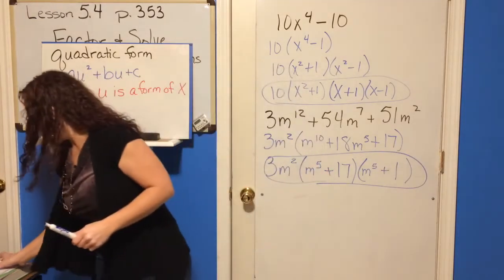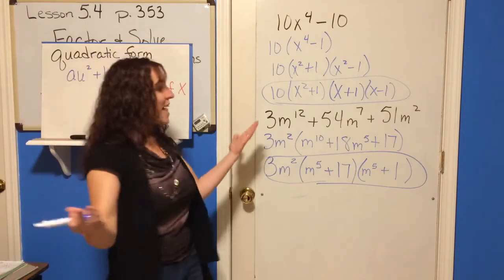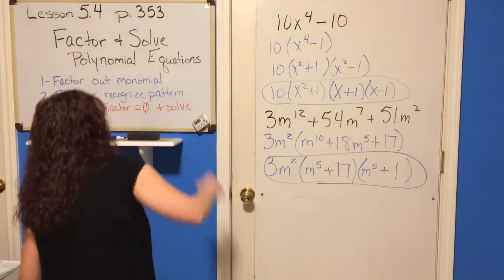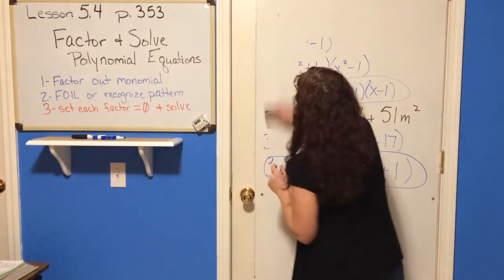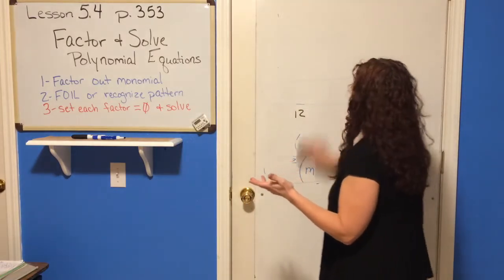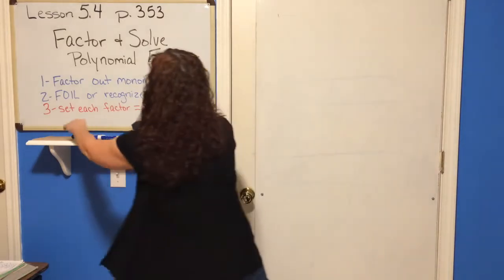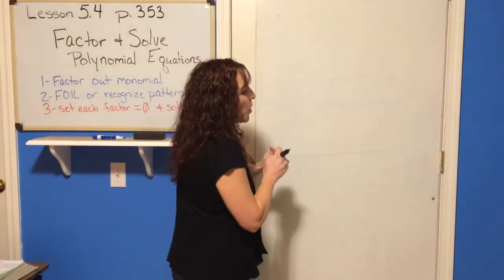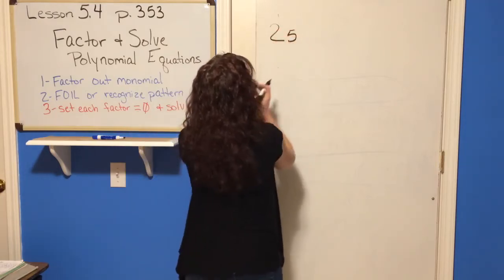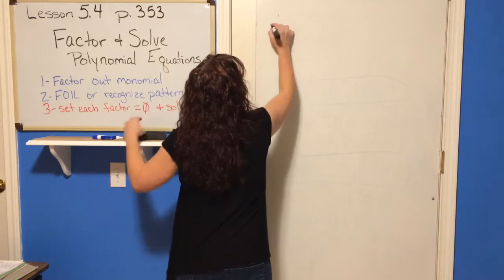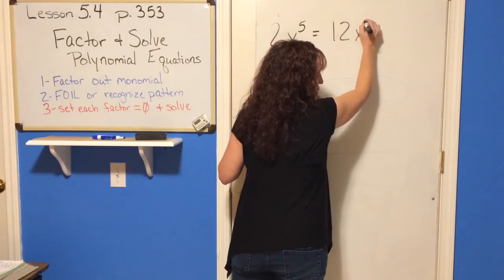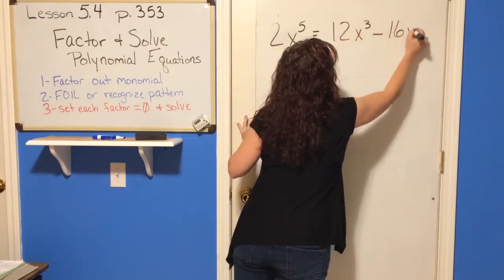All right. So the last thing we have to do now is just solve. Let's solve them. So what we're going to do now is we're going to have an equation. And remember, you set that equation equal to 0, so get everything in the quadratic form. So I've got 2x to the 5th equals 12x to the 3rd minus 16x.